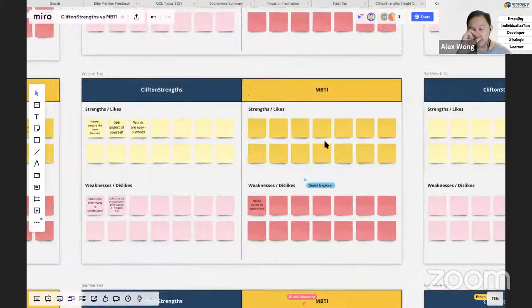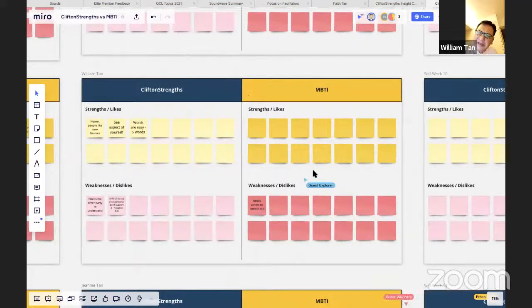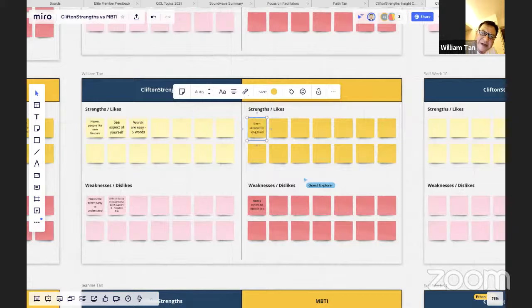How about MBTI? What are the strengths or what do you like about MBTI? For my understanding, it's the amount of research done behind it. They've been around for a long time, with lots of correlations and samples that lend credence to MBTI itself. It's been around for more than 30 years, I think, or more.